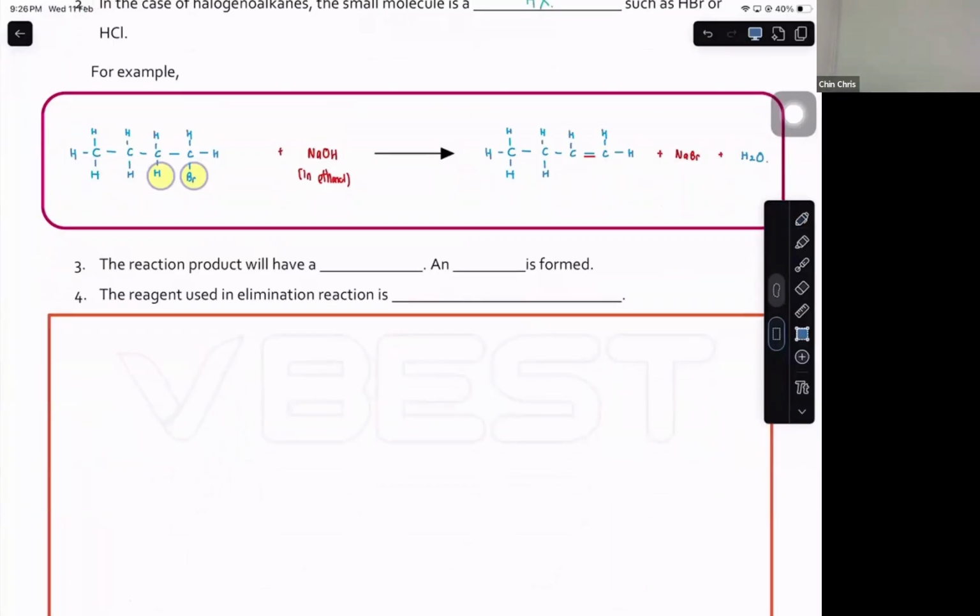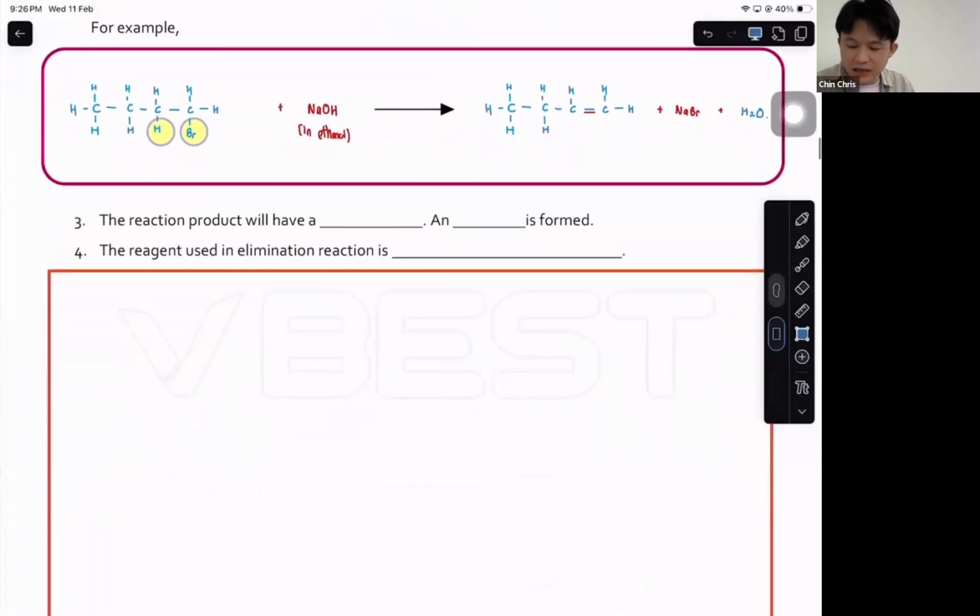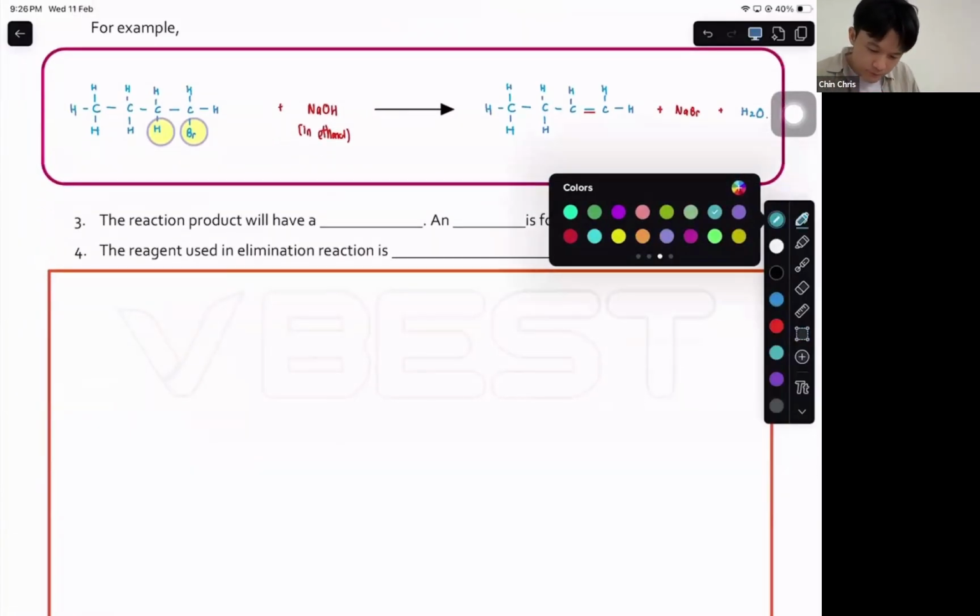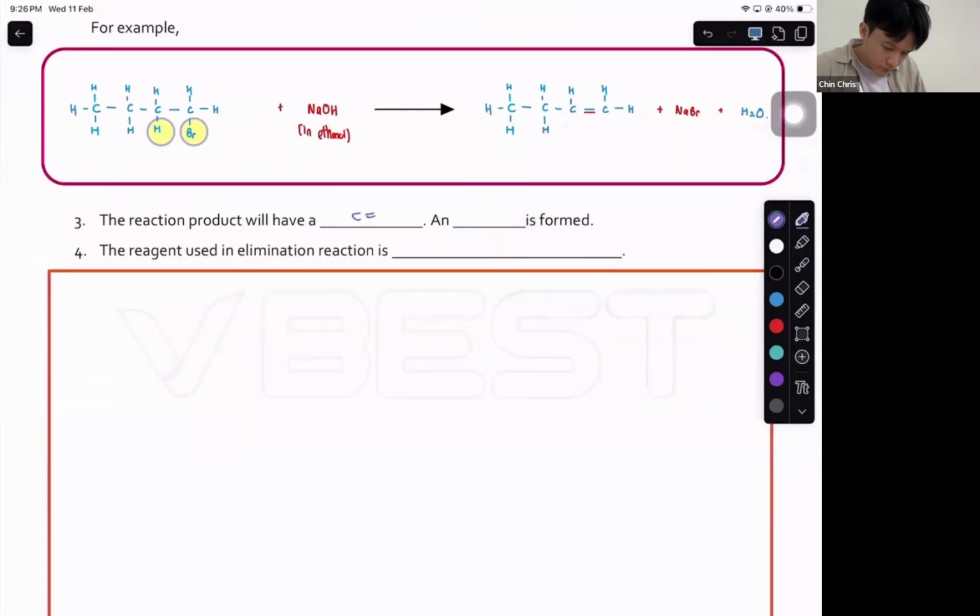Alright, guys. That's how you picture it. Okay, once done, we can continue. So the reaction product will have a C double bond C, and an alkene is formed.